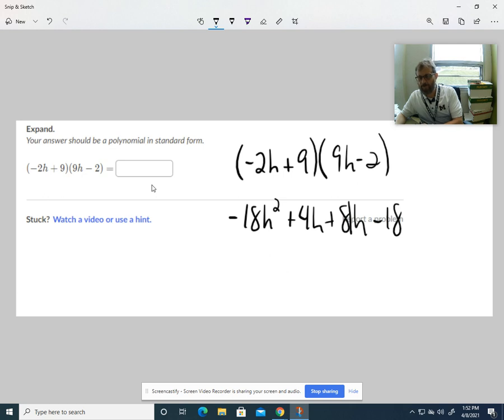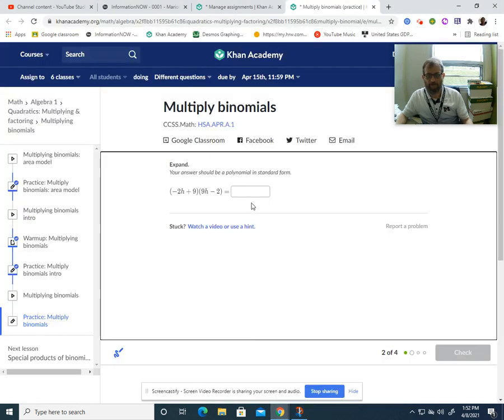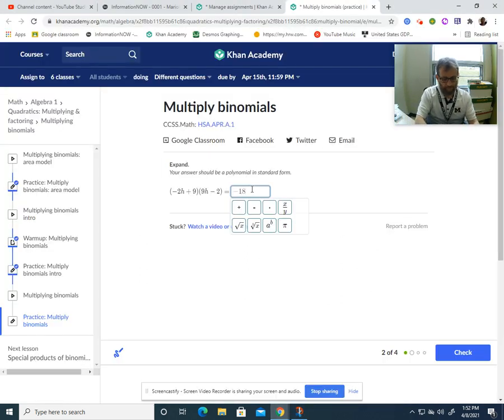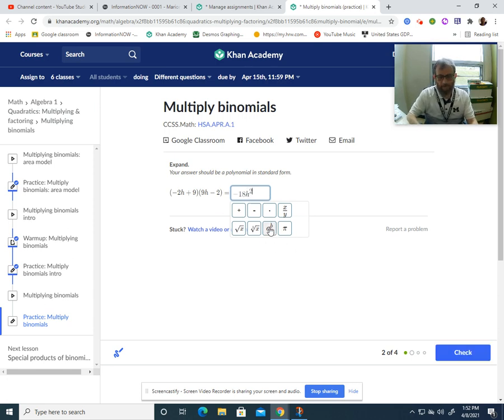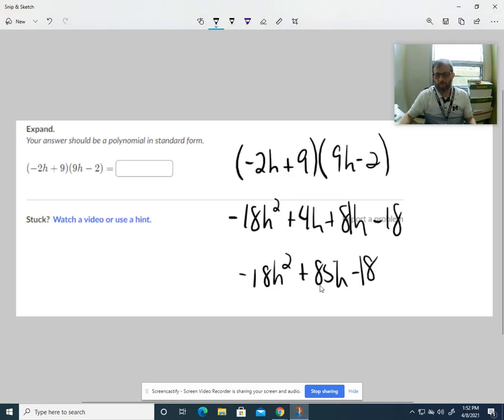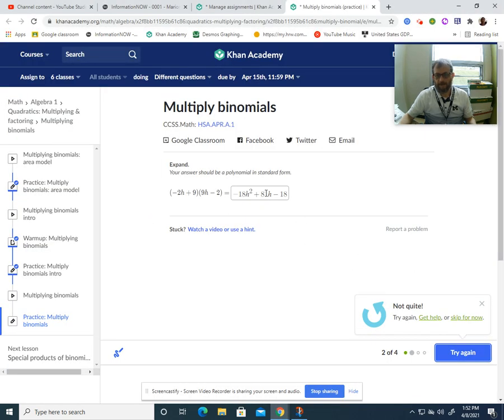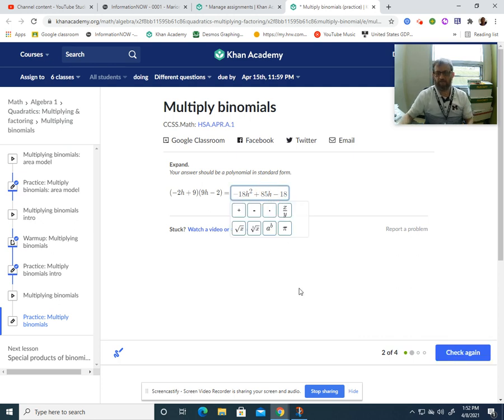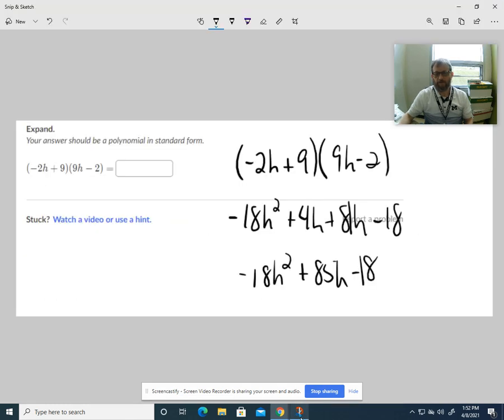Now again, these two middle terms can combine. 4 plus 81 is 85h. So we get negative 18h squared plus 81h minus 18. Oh, what did I do? Did I do something wrong? Oh, I typed it in wrong. It's not 81, it's 85 because I got that 4 added on there. Silly mistake. All right, next one.